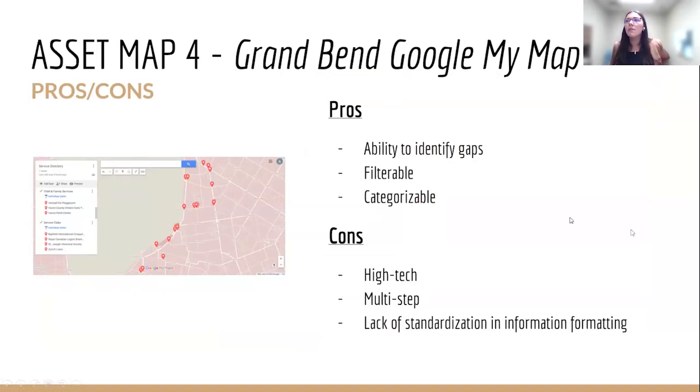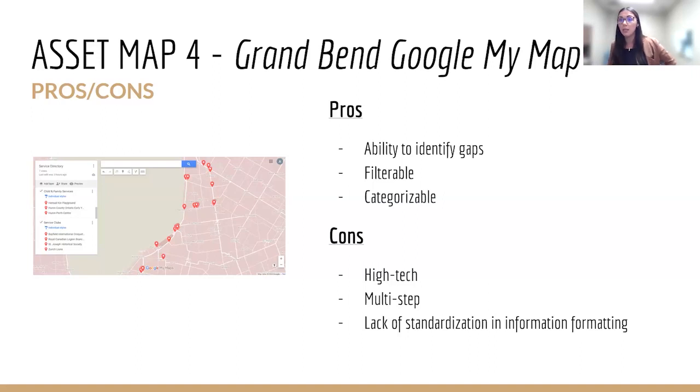Yeah, so pros and cons of this Google My Map. Very easy to identify gaps. You search yoga, if nothing comes up, okay, well, there's a gap. That is one really key component for this iteration of an asset map. It's filterable, as I mentioned before, and categorizable. Again, Joseph will go into more detail, but you can categorize based on, I think, 9 different categories or overarching themes. Some cons, so it is higher tech.